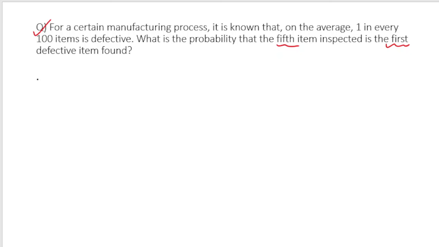So here, what is the probability of success? On average 1 in 100 items is defective. So finding a defective item is a success for me. So the probability of success is 1 by 100. And what is the probability of failure? Probability of failure is 99 by 100. To some of you, it may sound slightly counterintuitive that finding a defective item is a success, but I hope you understand the meaning of success here, right?